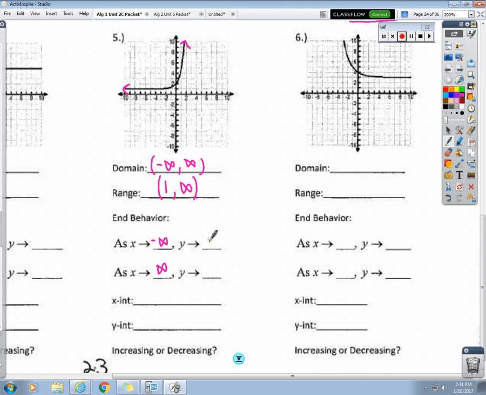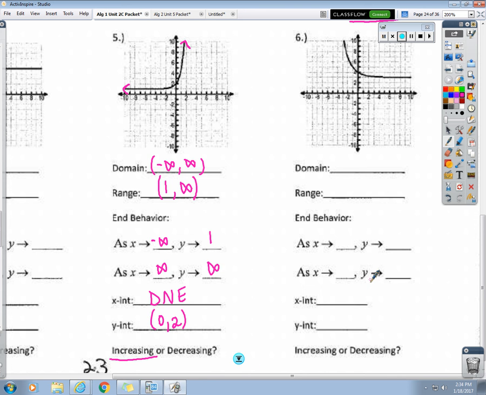Okay, now as x approaches negative infinity, as you go to the left, you're going to the what on the y's? As you go to the left, you're going to 1 on the y's, right? And as you go to the right, you're going up forever. Okay, what's the x-intercept? There isn't one. Think about it. The asymptote is going to keep there from ever being an x-intercept because it'll never cross over the asymptote. So it does not exist. And then what's the y-intercept? 0, 2. Is this graph increasing or decreasing? Increases. From left to right, it's going up.